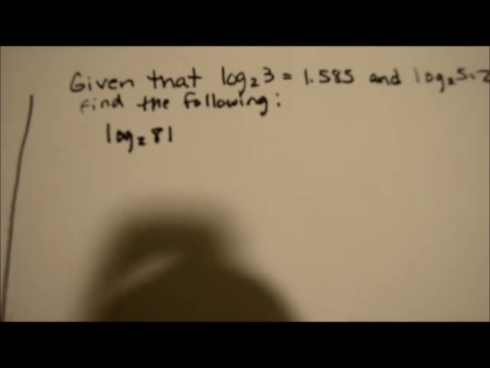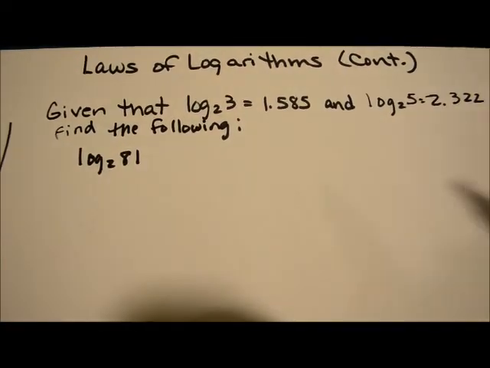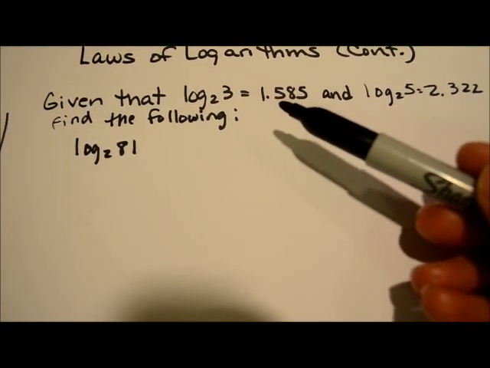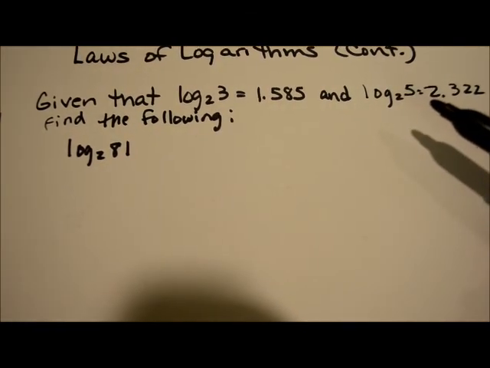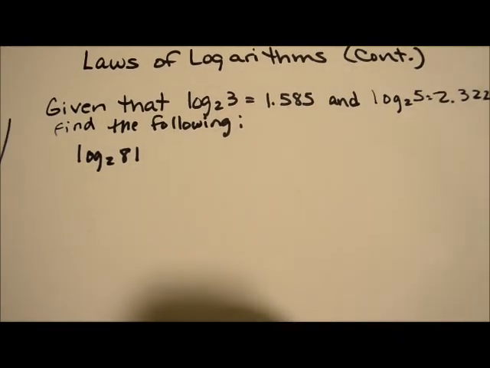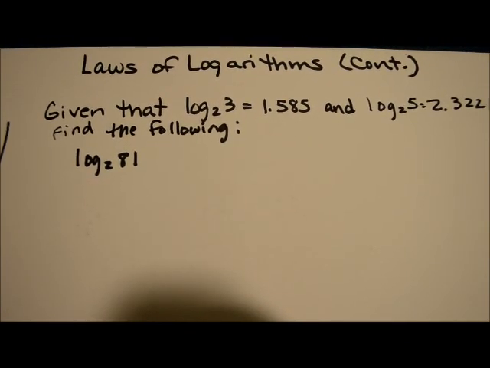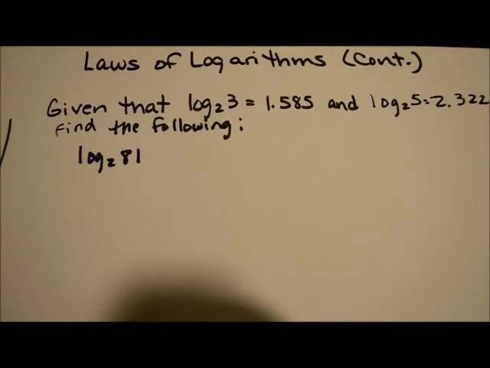Okay, so this is what cut out on my video here. Alright, well the deal is with these that log base 2 of 3 equals 1.585, so it actually equals a number. And log base 2 of 5 equals 2.322. It actually equals a number. So I'm going to express log base 2 of 81 as log base 2 of 3, which is kind of what I'm thinking here.